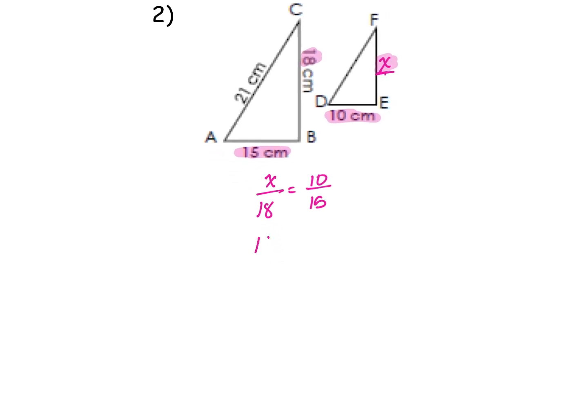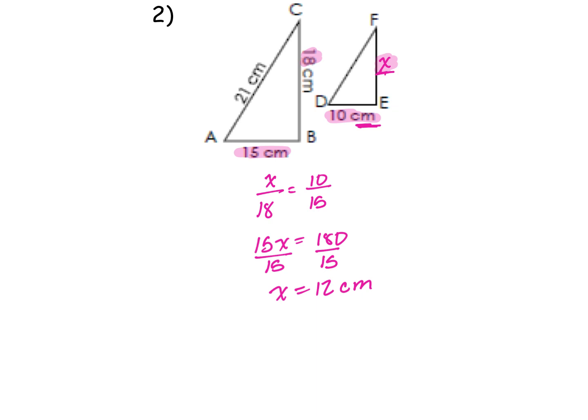So I've got 15x equals 180. Divide by 15. X is going to equal 12 centimeters. This one is actually labeled, so I need to make sure I label it.